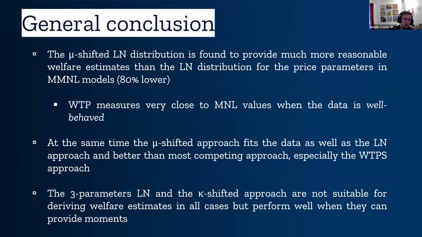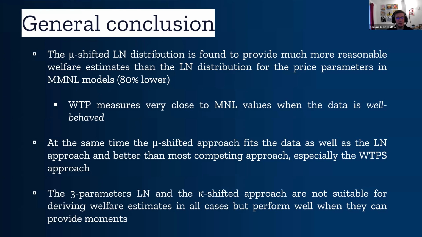So my general conclusion here is that the mu-shifted log-normal distribution is found to provide much more reasonable welfare estimates than the log-normal distribution for the price parameter for the mixed multinomial logit model, around 80% lower on average. And the willingness to pay measures are very close to the multinomial logit or willingness to pay space values when the data is well behaved. At the same time, the mu-shifted approach fits the data as well as the log-normal approach and better than most competing approaches, especially the willingness to pay space approach.